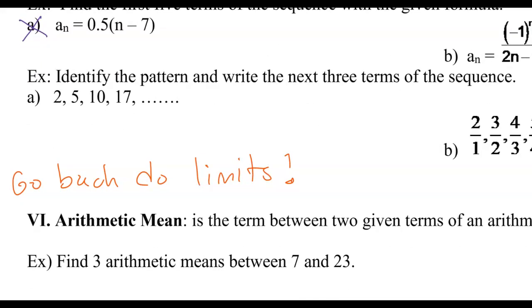Identify the pattern and write the next 3 terms of the sequence. So part A has 2, 5, 10, and 17. First of all, is this arithmetic or geometric or neither, do you think? It is neither. Yes, it is neither. So we have to think a little bit outside the box. You have to think, what's happening with these numbers? Well, we can look at how much they're increasing by if we're multiplying each time. Yeah, I wouldn't think multiplying because 2 times 5 is not going to be the same as 5 times 10 and so on. But I do notice that going from 2 to 5 is plus 3. Going from 5 to 10 is plus 5, and going from 10 to 17 is plus 7.